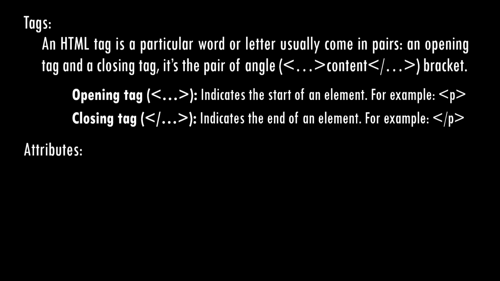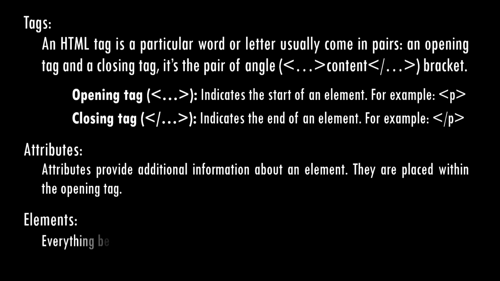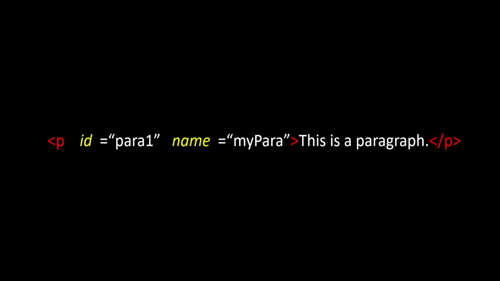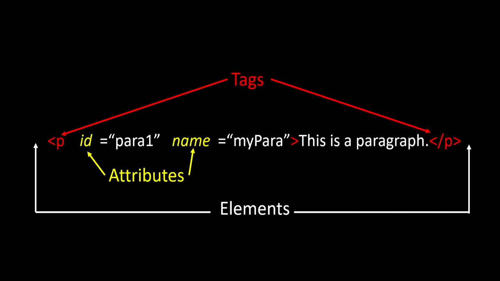Attributes. Attributes provide additional information about an element. They are placed within the opening tag. Elements. Everything between the opening and closing tag is the element. Here is the graphical example. P is the tag, ID and name are the attributes, and everything between this P tag is the element, including the tags also.